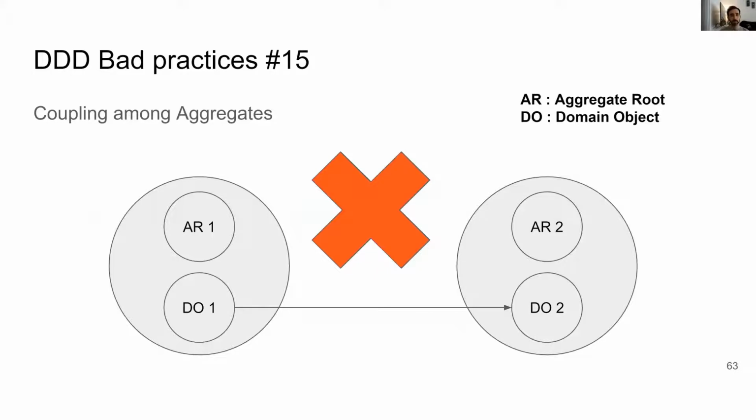Coupling between aggregates. If you have two separate aggregates, but the objects inside the aggregates talk to each other, you have a hard coupling between them, and it's not a good idea. So the AR is the aggregate root. The aggregate root is the main object of your aggregate.